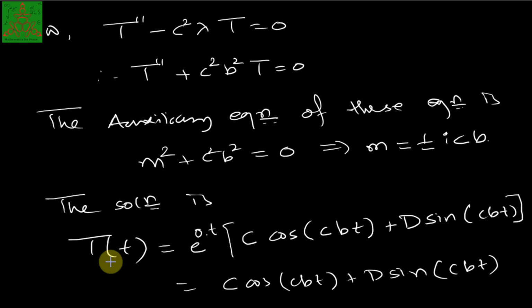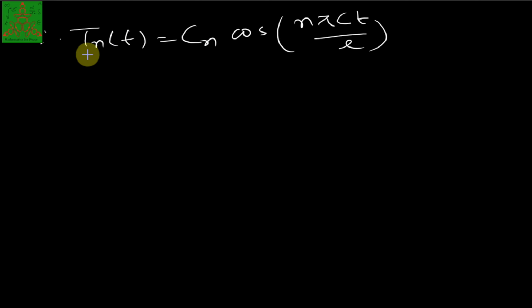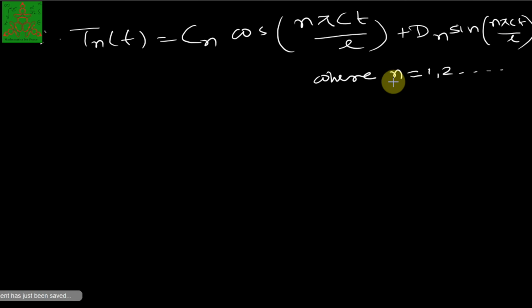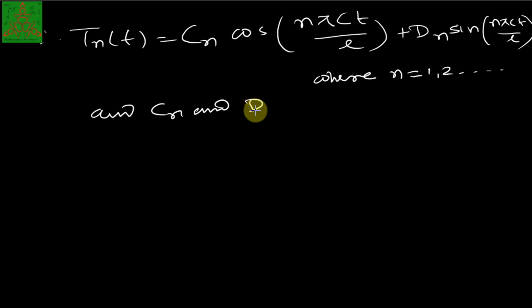So for that I'll write down putting the value of b here. This value depends on n, so we'll have Tn of t equal to Cn cos(n pi Ct by L) plus Dn sin(n pi Ct by L), where n is running from 1 to infinity, and Cn and Dn are arbitrary constants. Therefore, finally we have the solution.